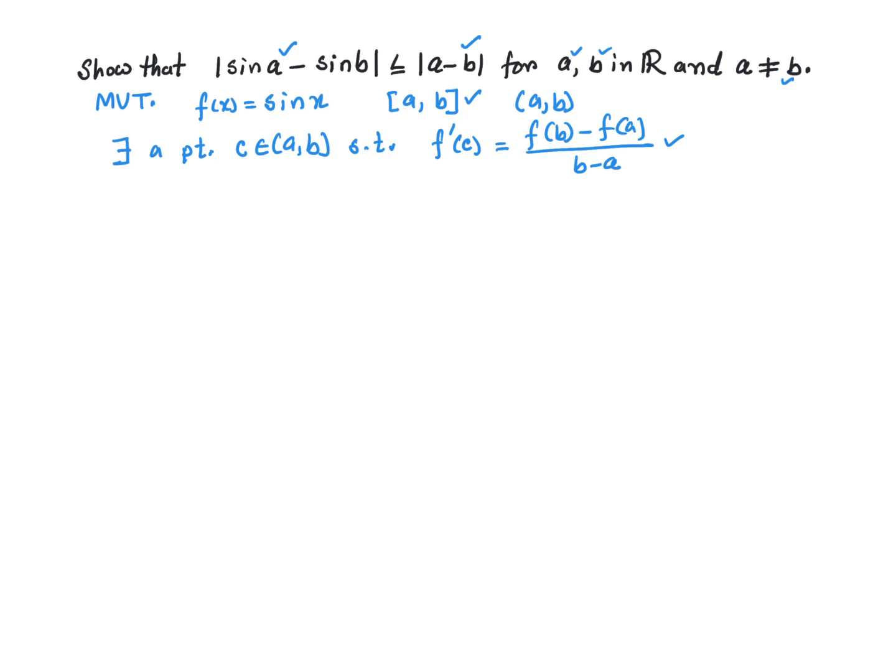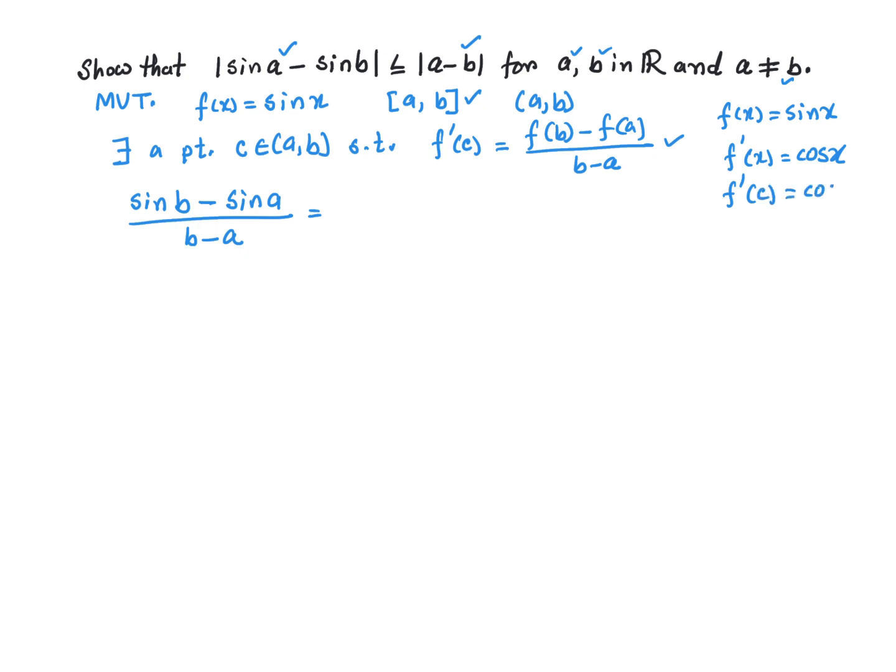Now, what is my f? f of x is sine of x, so it's going to be sine of B minus sine of A divided by B minus A is equal to f prime of C. So if my f of x is sine of x, my f prime of x is going to be just cosine of x, right? So it's going to be f prime of C, which is going to be cosine of C. So remember, C is some point in this open interval AB.